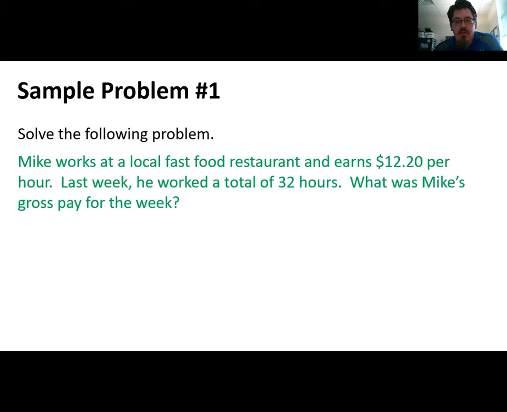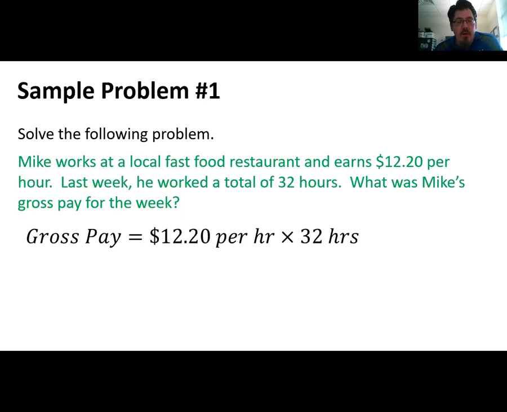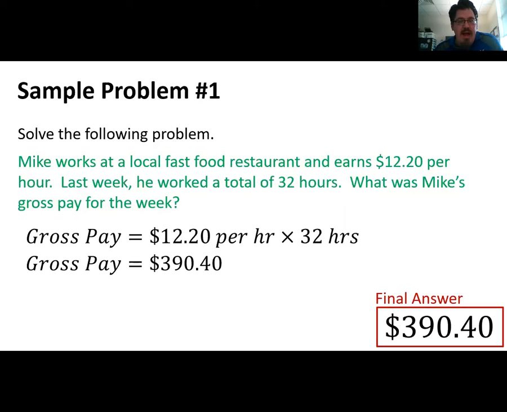To calculate gross pay, it's fairly simple. What you're going to do is multiply the hourly rate times the number of hours that are worked. So it's basically a straight multiplication problem. In this situation, we're going to take the $12.20, which is what Mike makes per hour, multiplied by the 32 hours, and we end up with an amount of $390.40. And that's it. There you go. That's the gross pay for the week. So again, when it's an hourly wage type of situation, you simply multiply hourly wage times number of hours, and you've got your final answer.